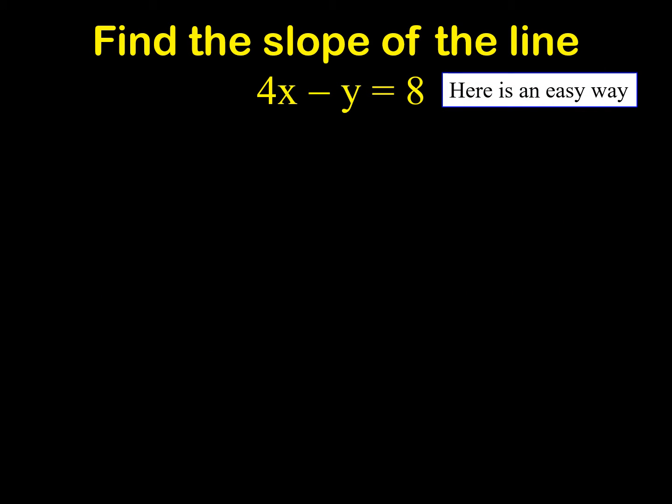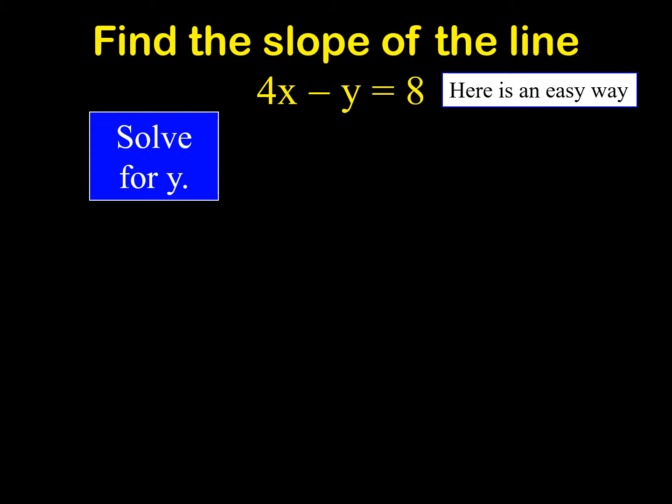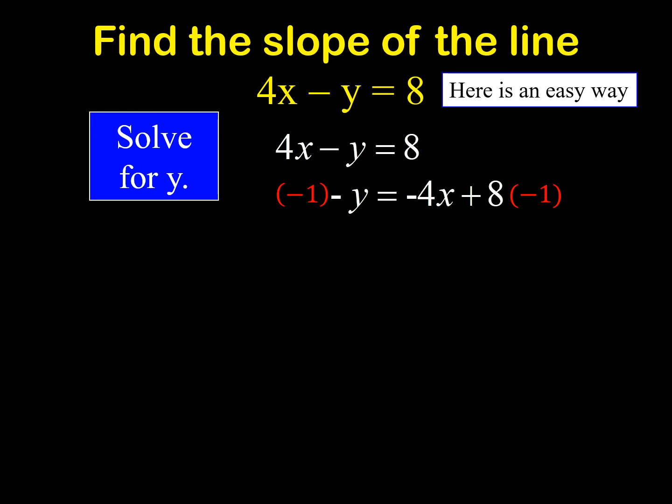So let us find the slope of the line 4x minus y is equal to 8. So here's an easy way. First, we are going to solve for y. So we copy the original equation, 4x minus y is equal to 8, and then transpose 4x to the other side, so it will become negative y is equal to negative 4x plus 8. And we are going to make y positive, so we are going to multiply both sides by negative 1. So we get y is equal to 4x minus 8.